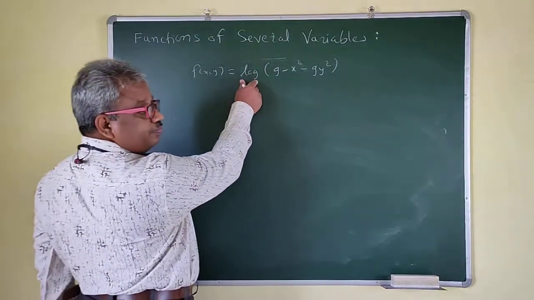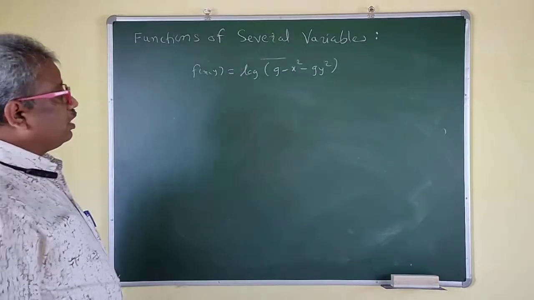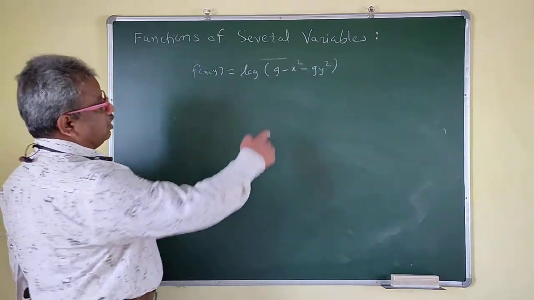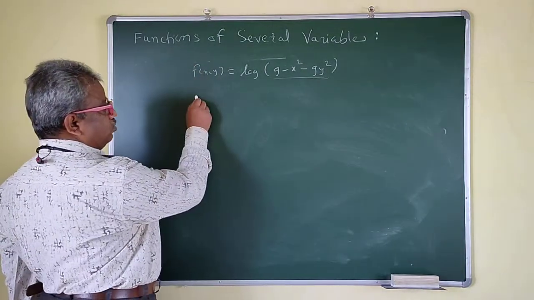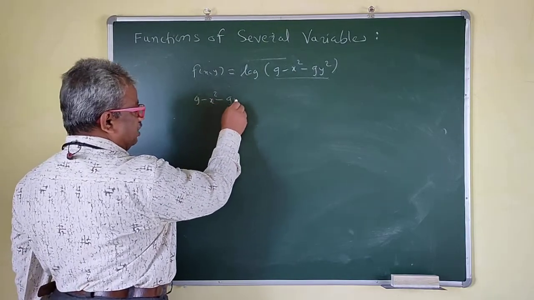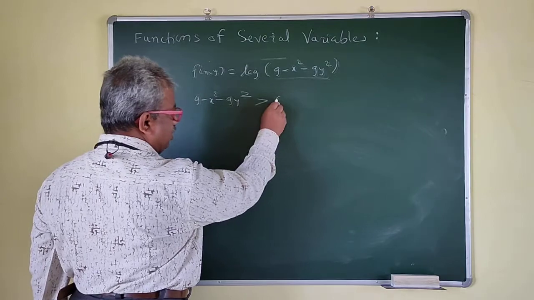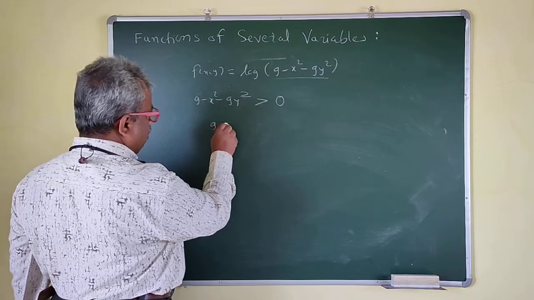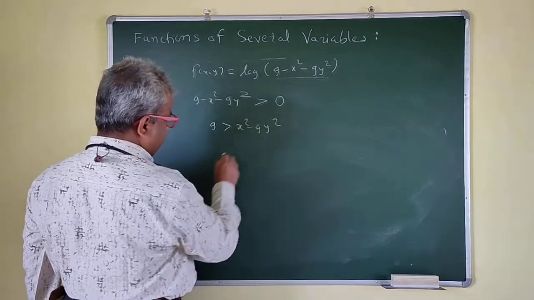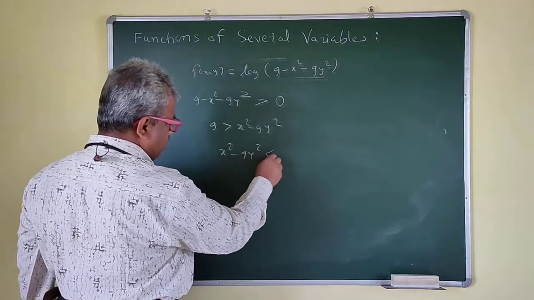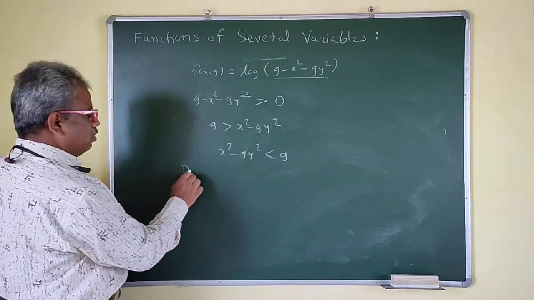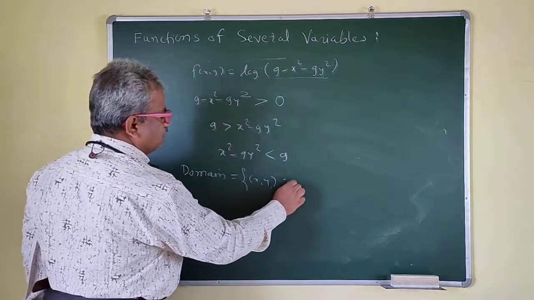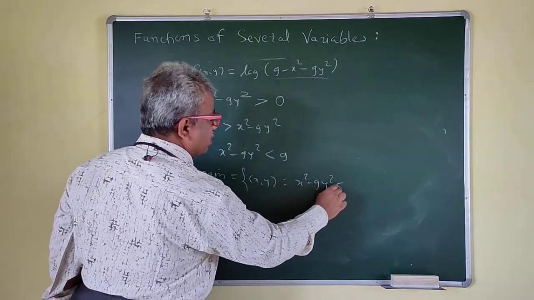Again here log is there. That means log of a negative number does not exist, right? And log of 0 also does not exist. That means this must be greater than 0, right? So 9 minus x square minus 9y square is strictly greater than 0. Simplifying, x square plus 9y square is less than 9. So your domain is the set of all (x, y) such that x square plus 9y square is less than 9.